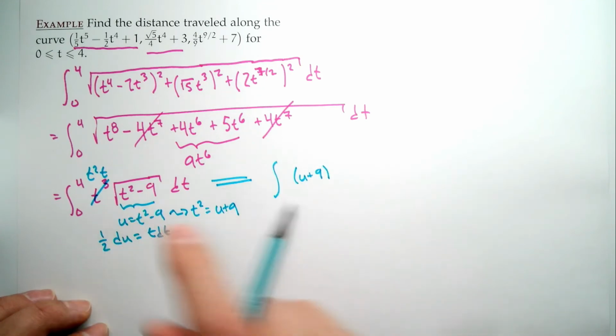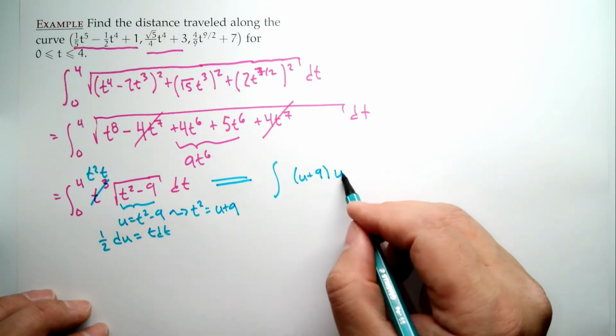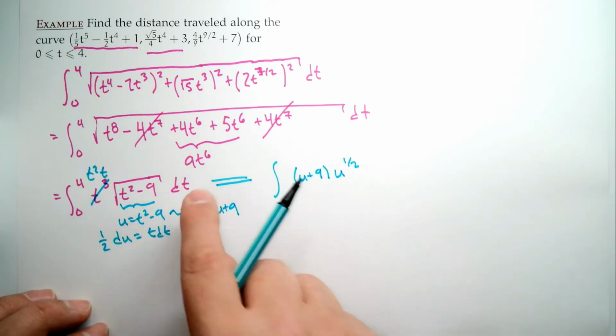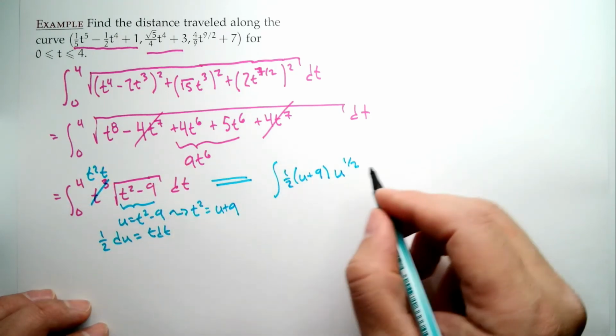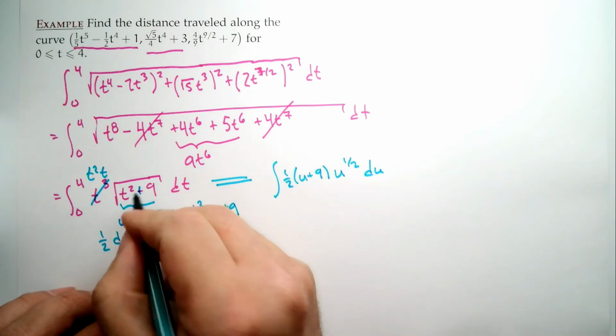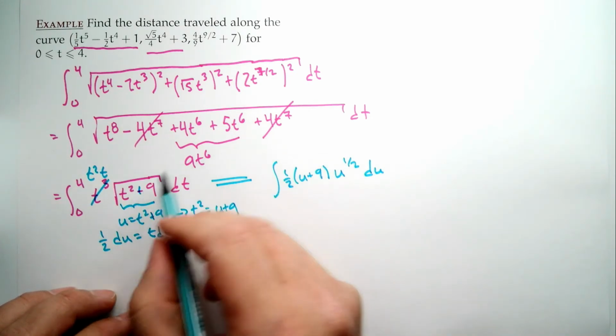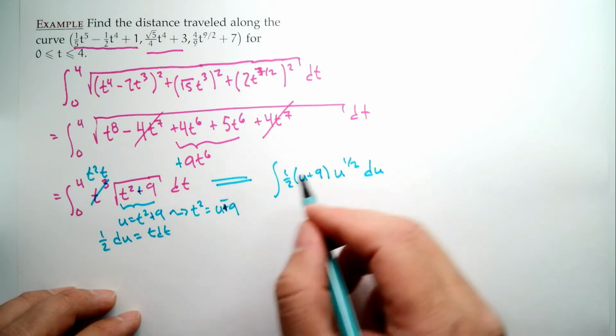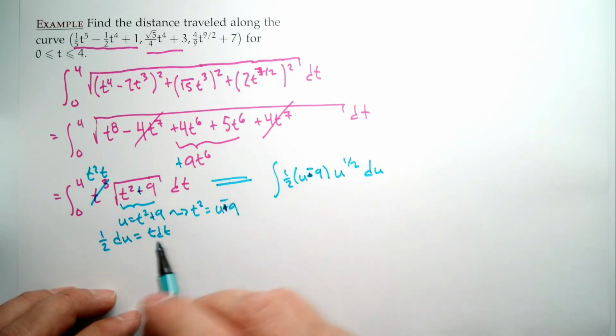The square root of t squared minus 9 becomes u to the 1/2. The t dt becomes a half du. Is there anything else we need to do? Yeah. First off, I need to realize that I put minus 9 when it should be a plus 9 because this is a plus 9, which means this is really a minus 9. I was getting paranoid. Okay.